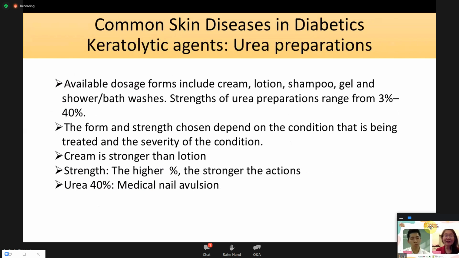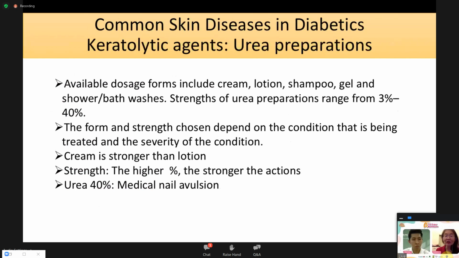Well, it's of course available in many forms, including cream, lotions, shampoo, gel, or in a shower. And of course, the strength of the urea can be as high as 40%. Of course, for different areas of the skin, you need to apply different strengths of urea. It's not that you have to apply a very high dose to everything. Then it can also lead to irritation at times.